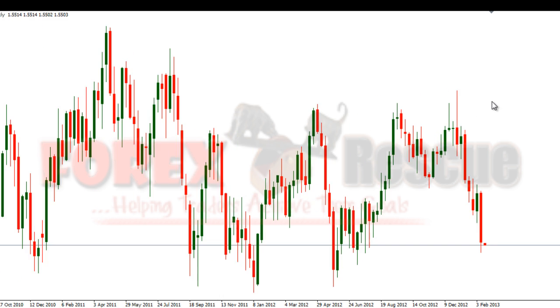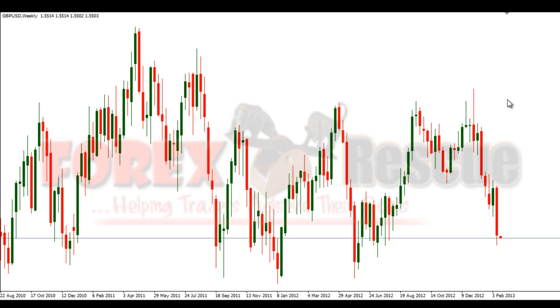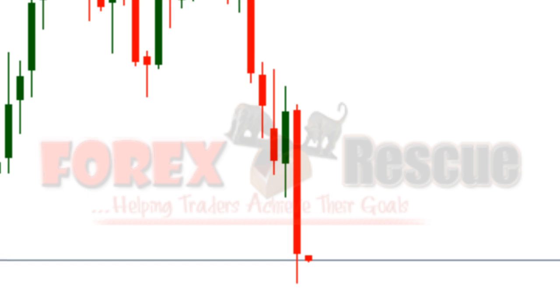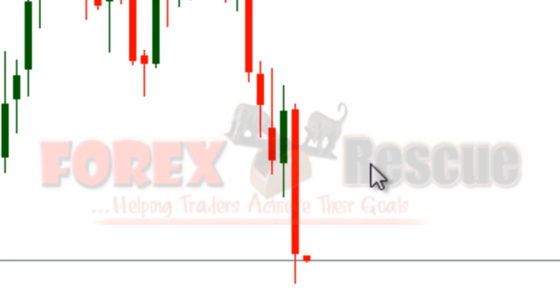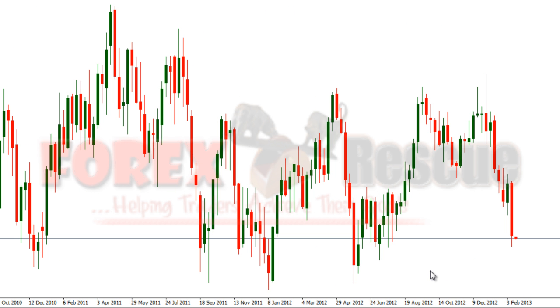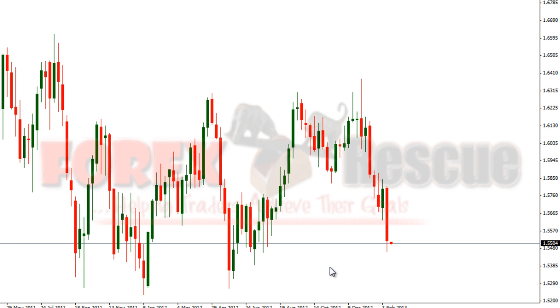Pounds USD, weekly time frame. The pounds USD has been trending in a downward direction for some time now. Even last week, we saw the formation of a long bar candle, that is this long candle bar here. Price is gradually approaching a major support area at 1.5280. For now, I would be looking out for a pullback on the lower time frame, such as the 4-hour or daily time frame, before pulling the trigger.